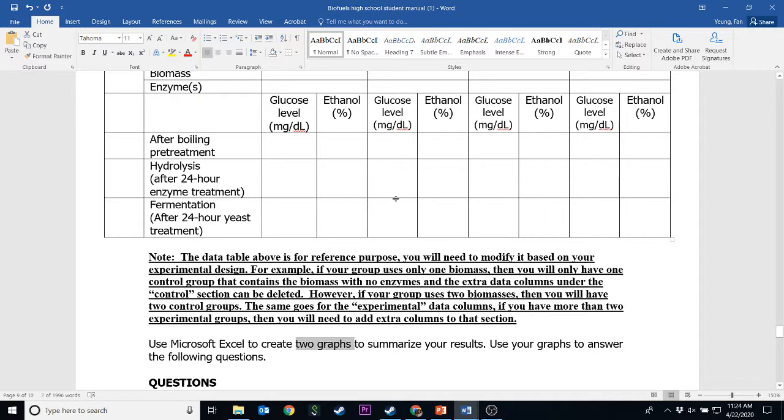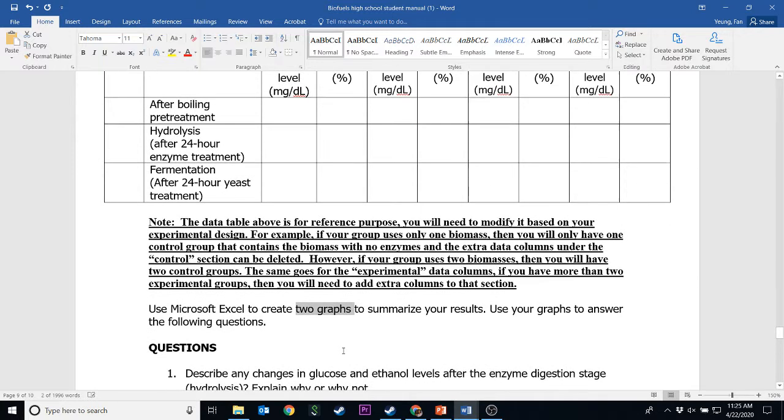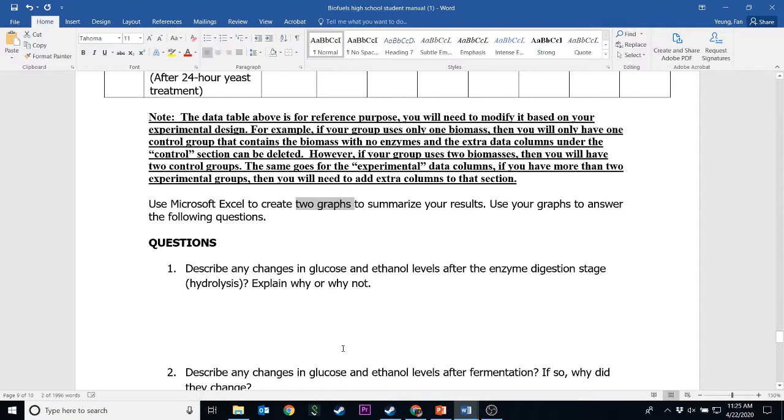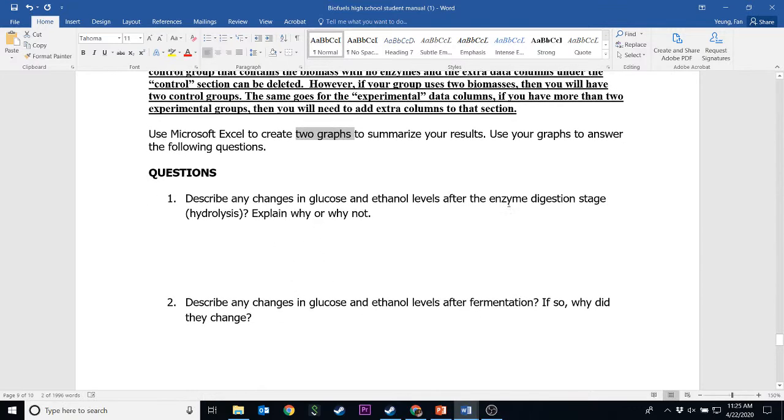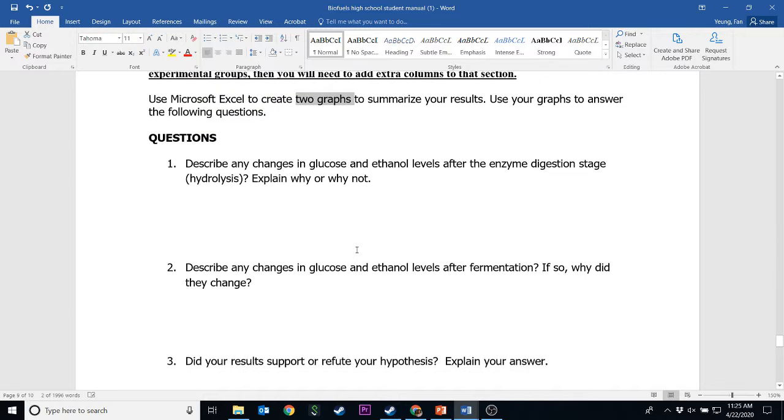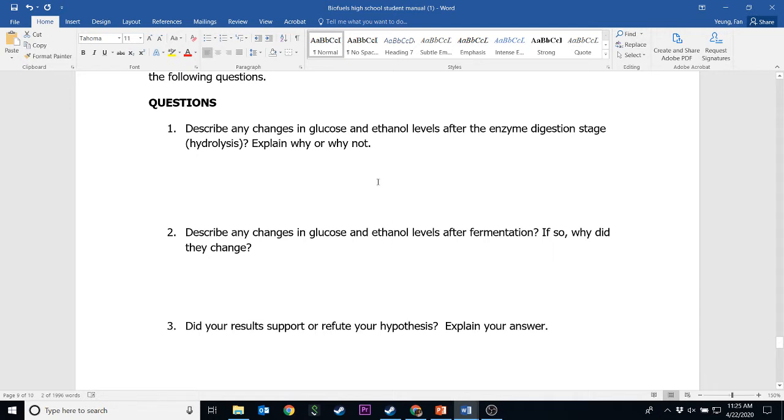So remember, you send me the first 3 pages, which is the experimental design. If you're done with it, I grade it, make sure you're correct. I'll send you this table, and then you use this table to make those two graphs I just showed you. And then you use that to answer these questions. Any changes in glucose after enzyme digestion? Based on that data, you can answer this question. All these questions are based on the data table that I will send you.